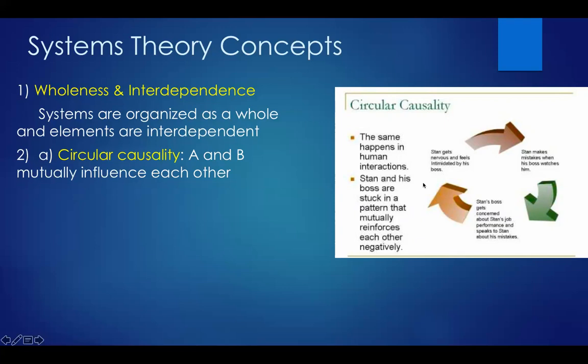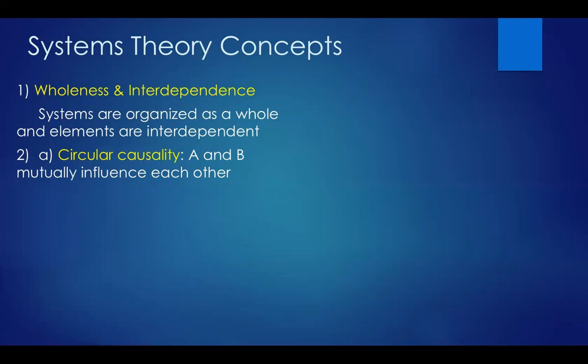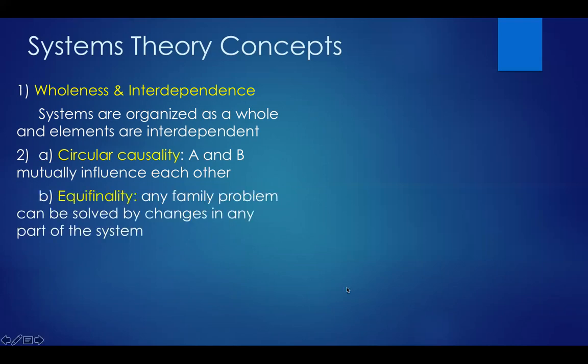So that can be a little bit hard when a family has patterns and they've been doing these patterns for years and years and they've been mutually influencing each other for years and years because they're both reinforcing each other. On the flip side of this is a concept called equifinality. And this is that because of circular causality, we can actually intervene at any of those moments during any part of that cycle. And if we change one part of the system, it's going to impact another part of the system.